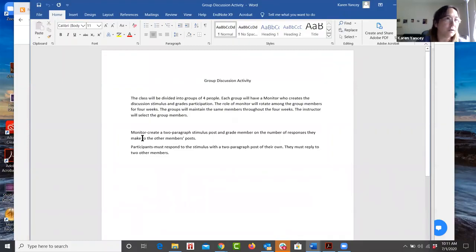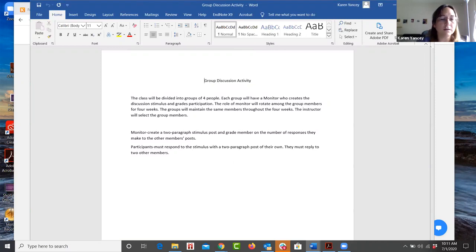For example, the monitor would create the stimulus. The participants must respond to stimuluses with a 2-paragraph primary post, and then they have to respond to 2 of their group mates, so that they've got a discussion going among those 4 people. So that would be an example page of what the instructor has to post in their class.